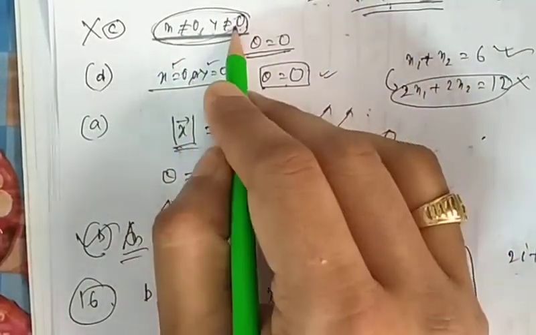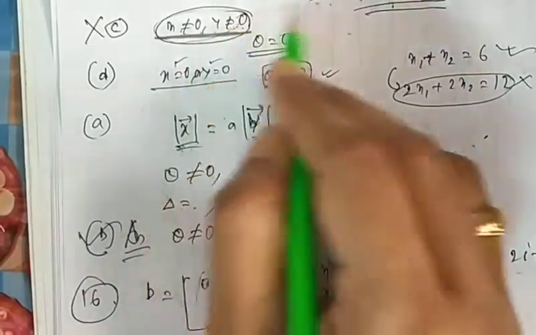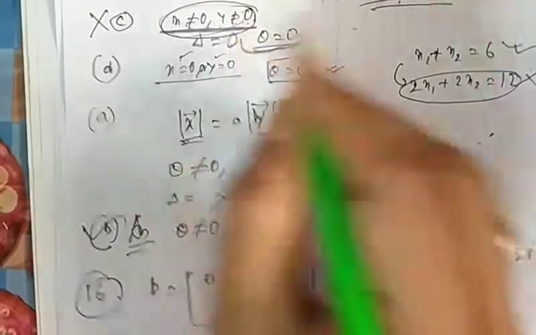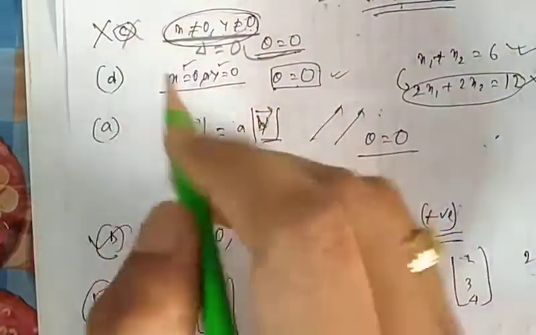Because if these two are non-zero, suppose 2 and 3, still delta can be 0. How? If your theta is 0, then your delta will be 0, since sin 0 is 0. So that's why C is not correct.